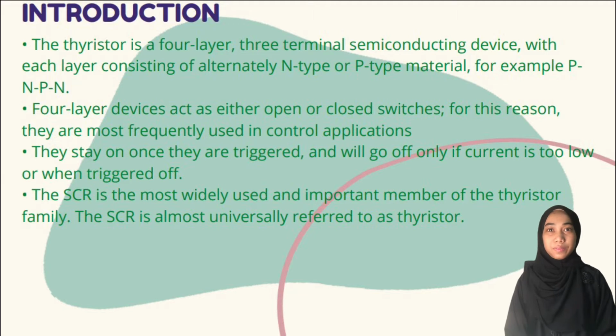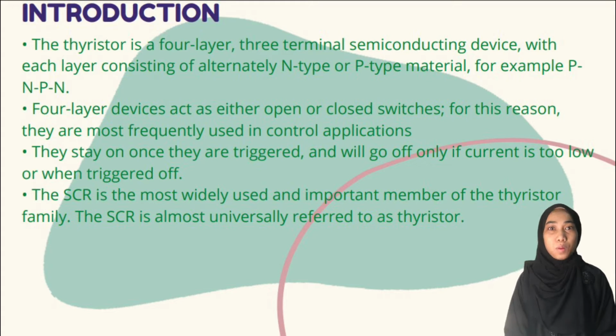The Thyristor is a 4-layer, 3-terminal semiconductor device, with each layer consisting of alternate N-type or P-type material, for example PNPN. The 4-layer device acts as either an open or closed switch. For this reason, they are most frequently used in control applications. They stay in one state once triggered and will go off only if the current is too low or when triggered off.